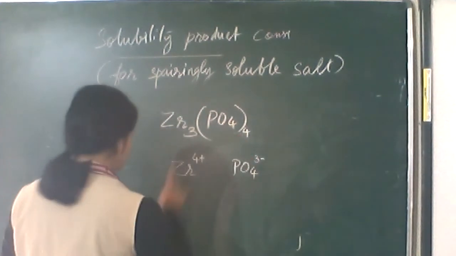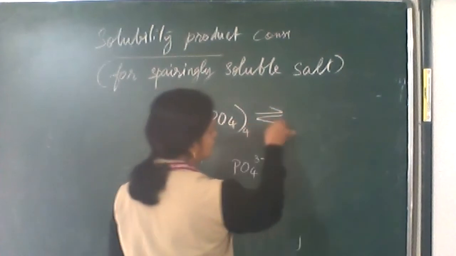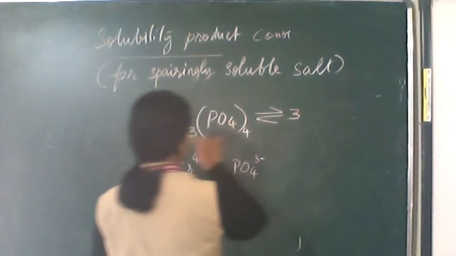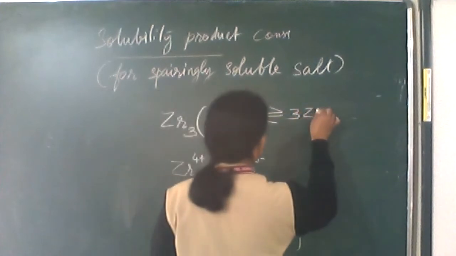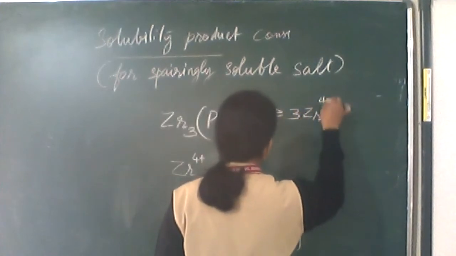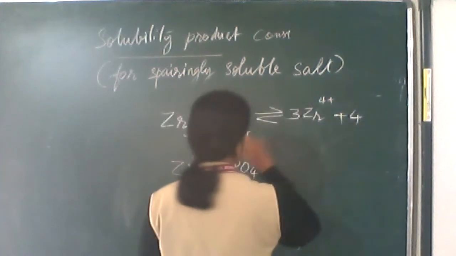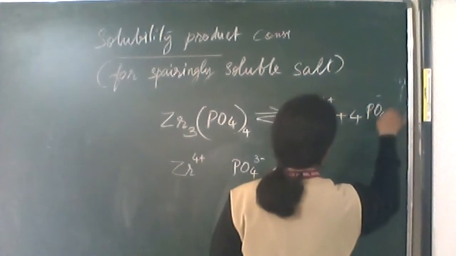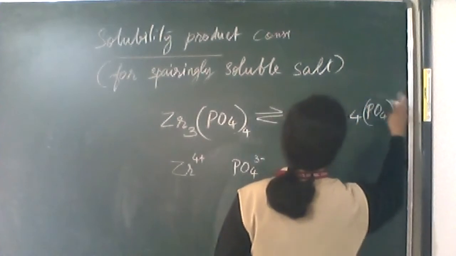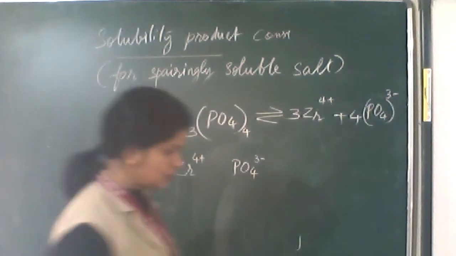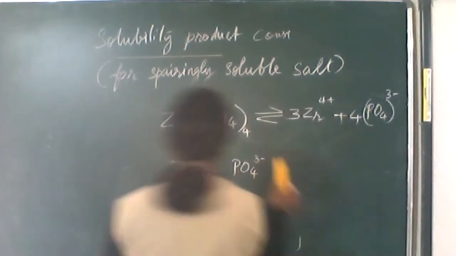So if it dissociates, how many zirconium 4+ are obtained? Three Zr4+ and four PO4 3-. These are the ions in the dissolved condition. So I am going to write Ksp for this.